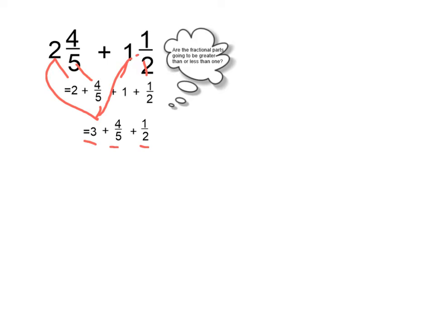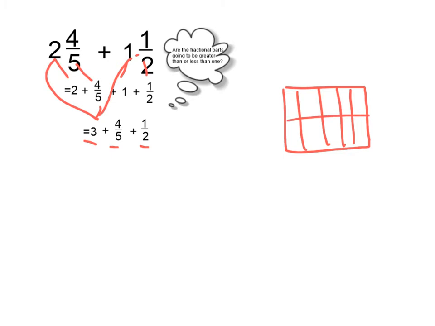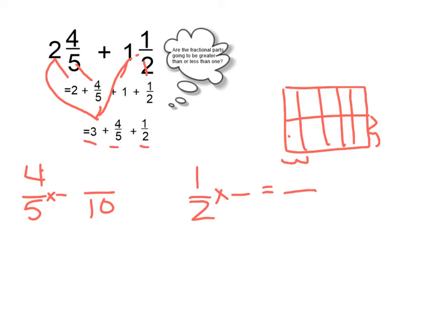Now let's solve to figure that out. Again, if you can't find a common denominator, you can always split, just like this, into fifths and halves. Again, we get tenths. So we're going to change 4/5 to tenths. We're going to change 1/2 to tenths. Again, 5 times 2 is 10, so we use 2 over 2, which is equal to 1. And 4 times 2 is 8. So 4/5 is 8/10.